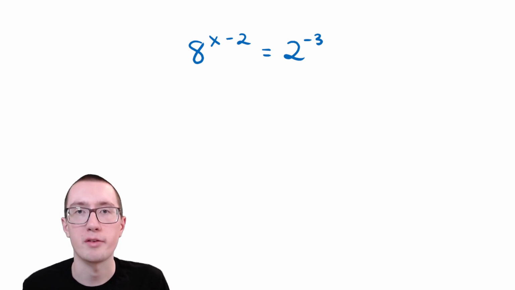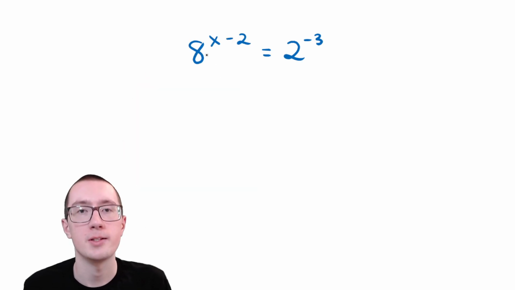But because the bases are different, we need to make the bases the same. So what we need to do is turn one of these bases into another exponent. Like, for example, 9 can turn into 3 to the 2 because 3 times 3 is 9. So what we can do is take 8 and turn it into a base of 2. But we need to figure out what exponent needs to go here.